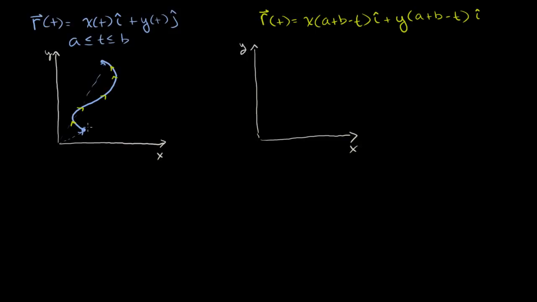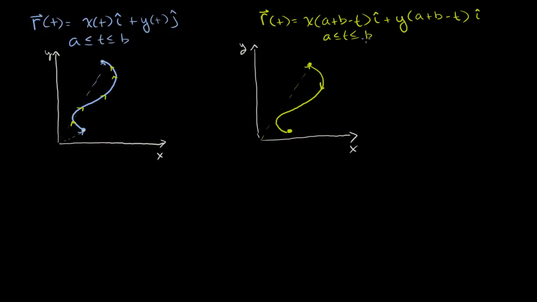This path is going to look just like this, but instead of starting here and going there, this is also true for t between a and b. So t is going to go from a to b. But here, when t is equal to a, you substitute it over here, you're going to get this vector. You're going to start over there. And as you increment t, you're going to trace out that same path, but in the opposite direction.